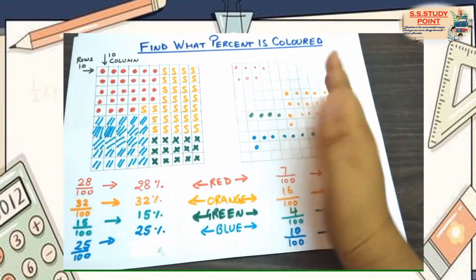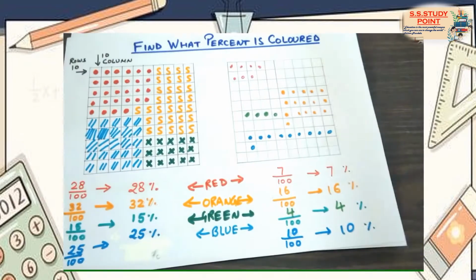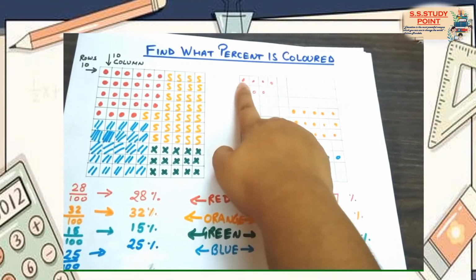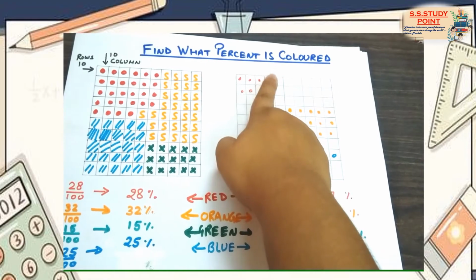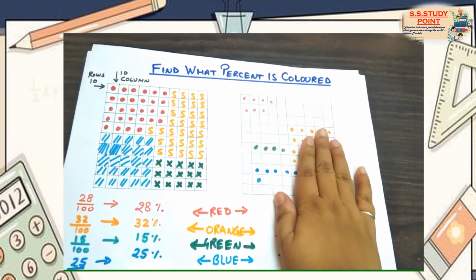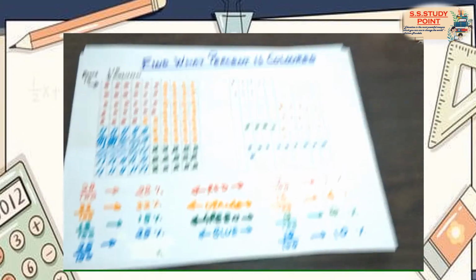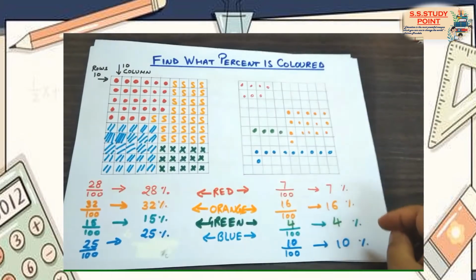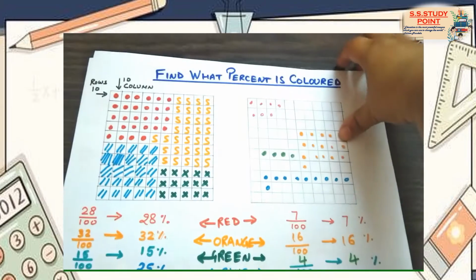Now I have made a similar kind of structure over here to make it easier. If you can see the red color dots, how many are there? 1, 2, 3, 4, 5, 6, 7. So how many percent? Correct, 7. Very good. Same for orange, same for green and same for blue.